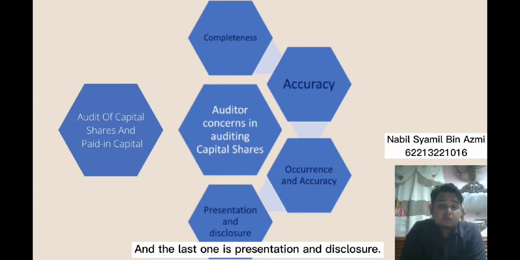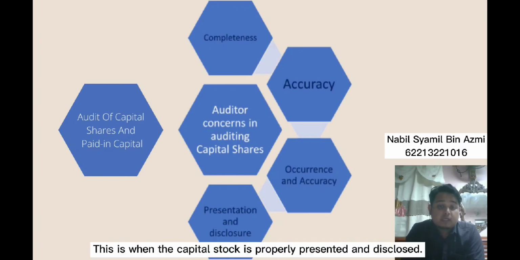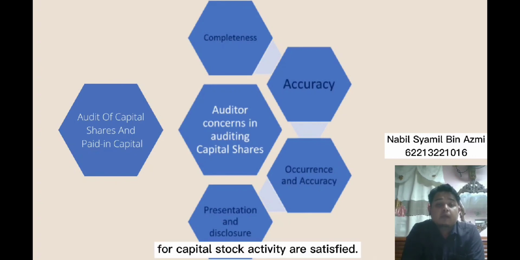And the last one is presentation and disclosure. This is when the capital stock is properly presented and disclosed. The most important source of information for determining whether all presentation and disclosure related objectives for capital stock activity are satisfied.